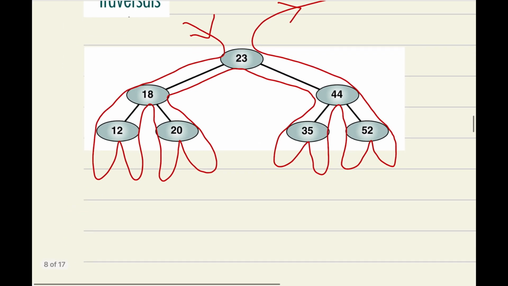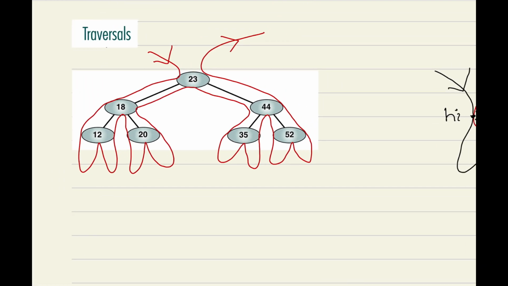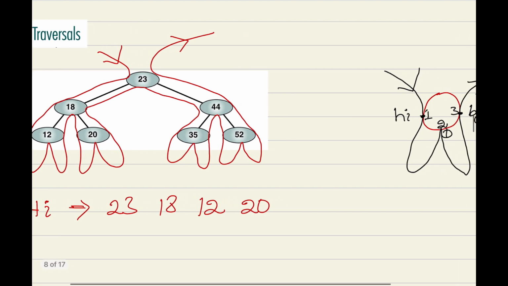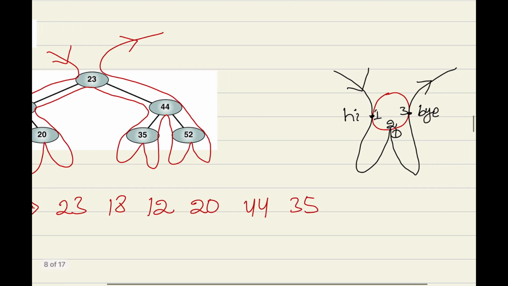Now if we want to find the order in which we are saying hi, or meeting the first time, we are saying hi first to 23, then 18, then 12, then 20, then 44, then 35, then 52.